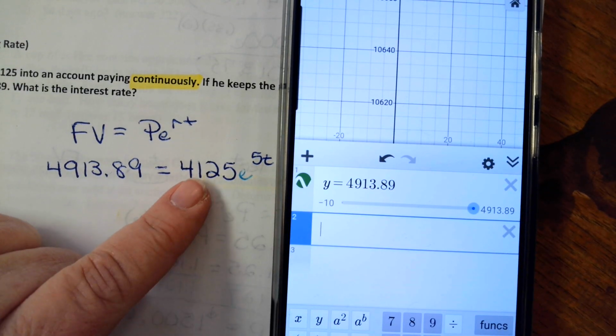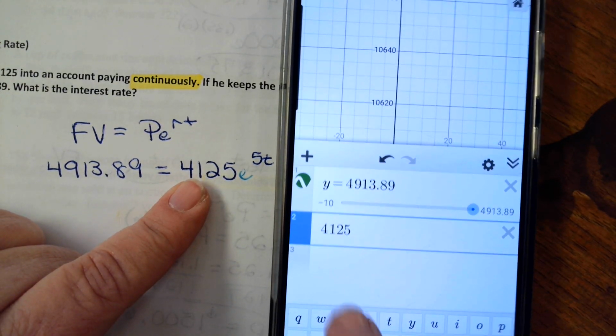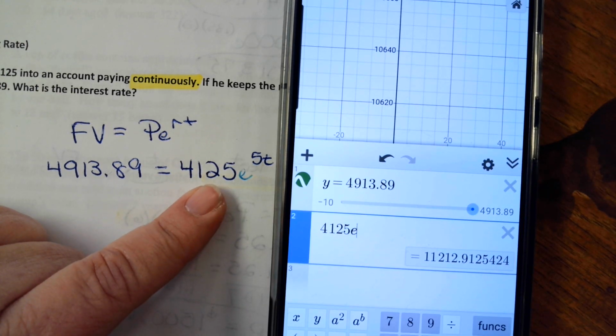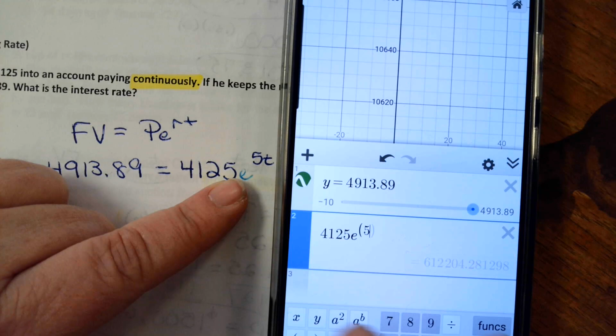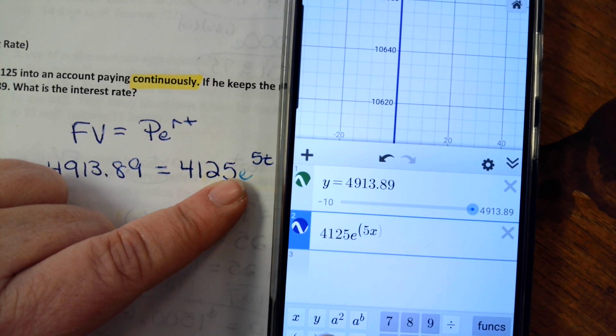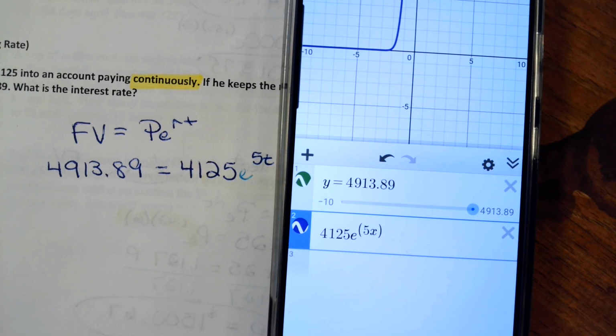All right, the right side is 4125e raised to the 5x. So remember, we can't use anything but x. All right, so pause for about a minute and let everybody type this in. You could do a split screen. Actually, you don't need to do a split screen because this is being projected on the board. It's not a Friday.